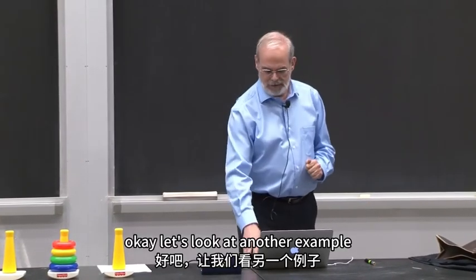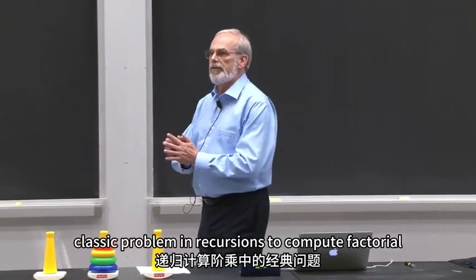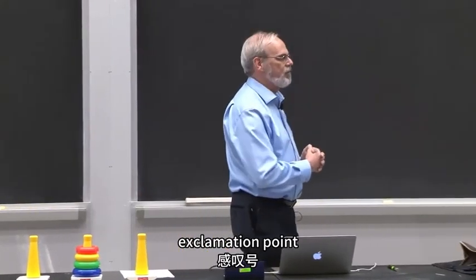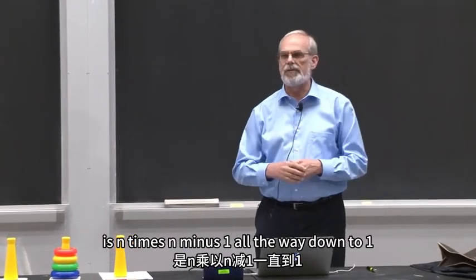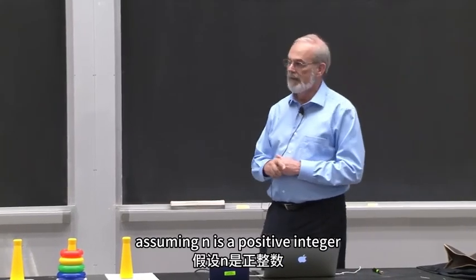Okay, let's look at another example. A classic problem in recursion is to compute factorial, right? N factorial, or n bang if you like. N exclamation point is n times n minus 1 all the way down to 1. So it's the product of all the integers from 1 up to n, assuming n is a positive integer.